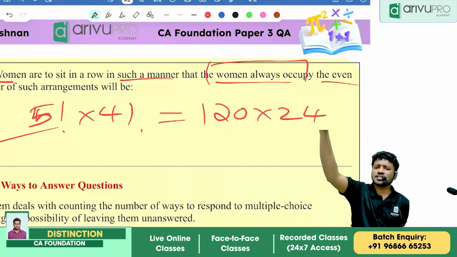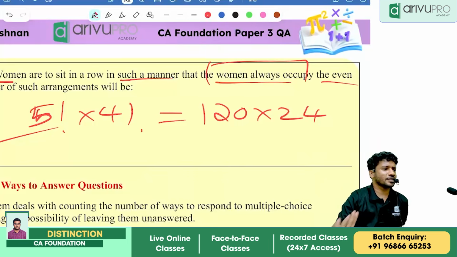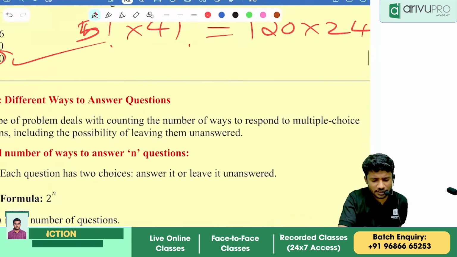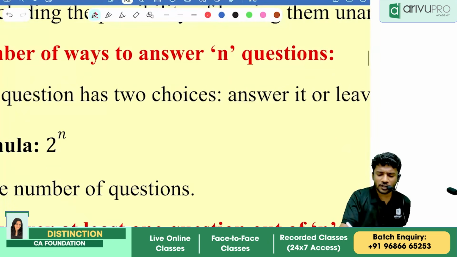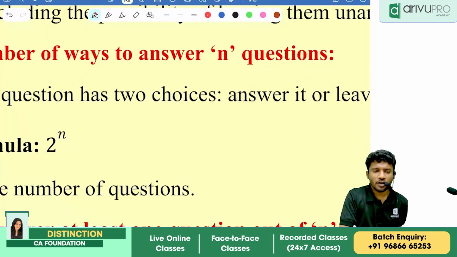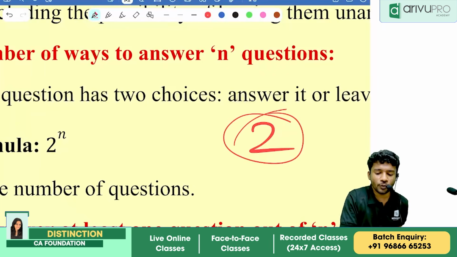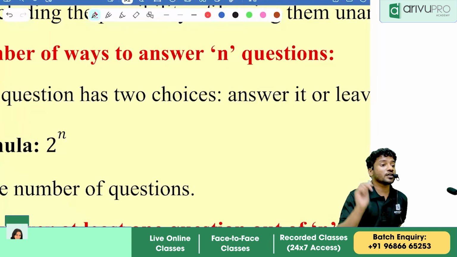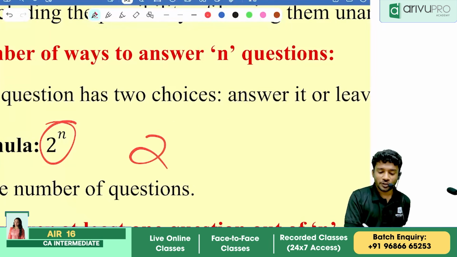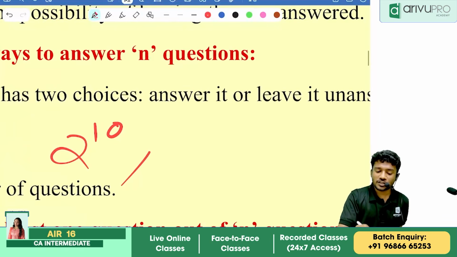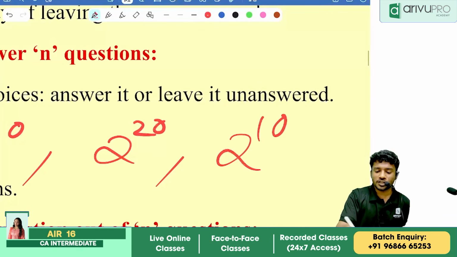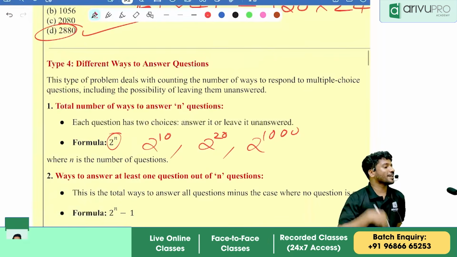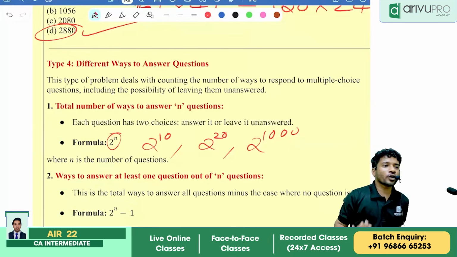Either you can answer the question or not answer the question. Correct? If I ask a question, how many ways you can answer it? Either by answering or not answering. So that means how many ways? 2 ways. What if I ask you 10 questions? How many ways you can do it? 2 raised to 10. What if I ask you 20 questions? 2 raised to 20. What if I ask you 1000 questions? 2 raised to 1000. It is like either you can answer or not answer.